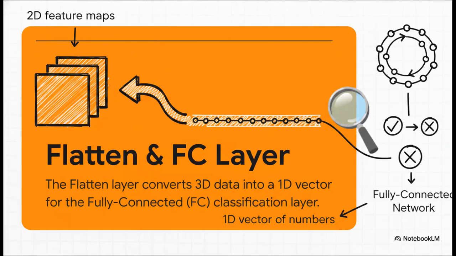Okay, once the network has found all these interesting features, the eyes, the ears, the whiskers, it's time to make a decision. First, a flattened layer takes all those 2D feature maps and just unrolls them into one single long list of numbers. This list, which is basically all the evidence the network has gathered, gets fed into a fully connected layer that weighs everything and makes a call.